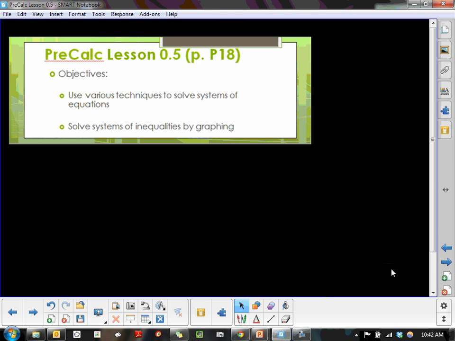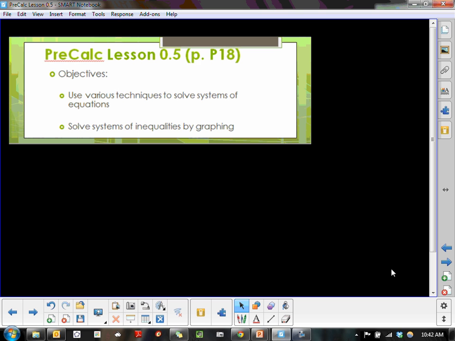In Lesson 05, our objectives are to use various techniques to solve systems of equations. We're going to look at graphing as a technique, the substitution method, the elimination method, and we're also going to look at using your calculators in the matrix method to solve linear systems. Secondly, we're going to solve systems of linear inequalities by graphing.